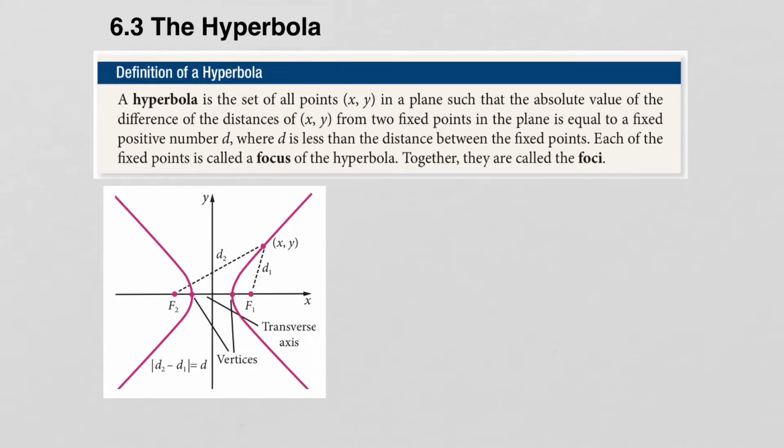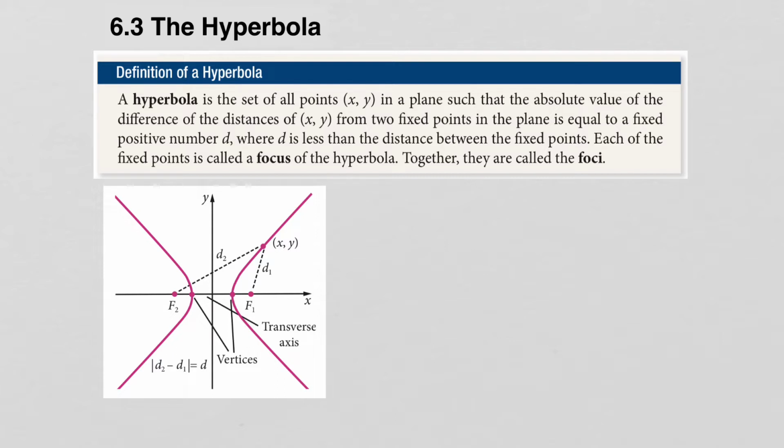In section 6.3, we look at the hyperbola. Let's start with the definition. A hyperbola is the set of all points in a plane such that the absolute value of the difference of the distances of those points from two fixed points is equal to a fixed positive number.